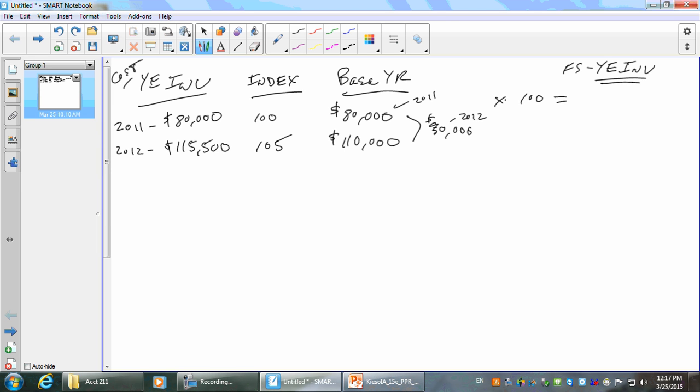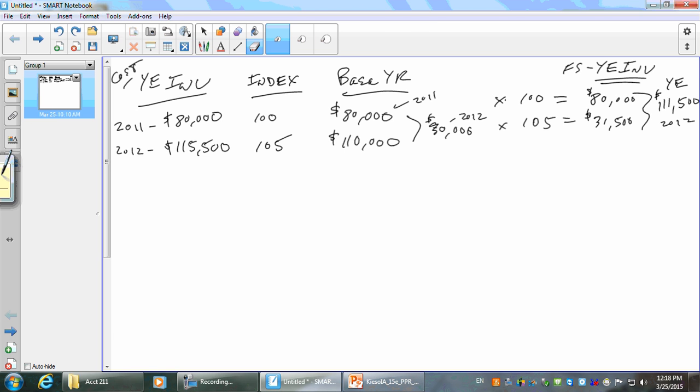So what am I going to put on my financial statements over here? 80,000 for the base year, plus what? 30 times 1.05. You got it. Inflated. So how much is that? 31.5, or 31,500. So what's my year-end inventory at 2012? 111.5. There's nothing to this. Sort of nothing. Got it? Everybody see it? That's 2012. Okay, so yeah, 111.5.